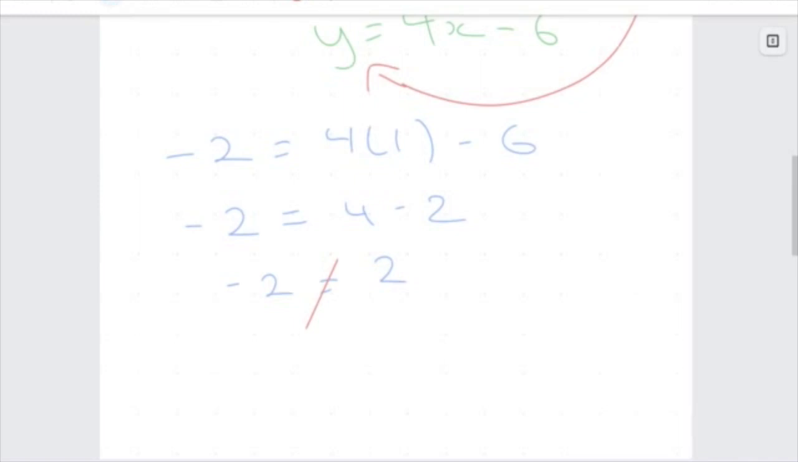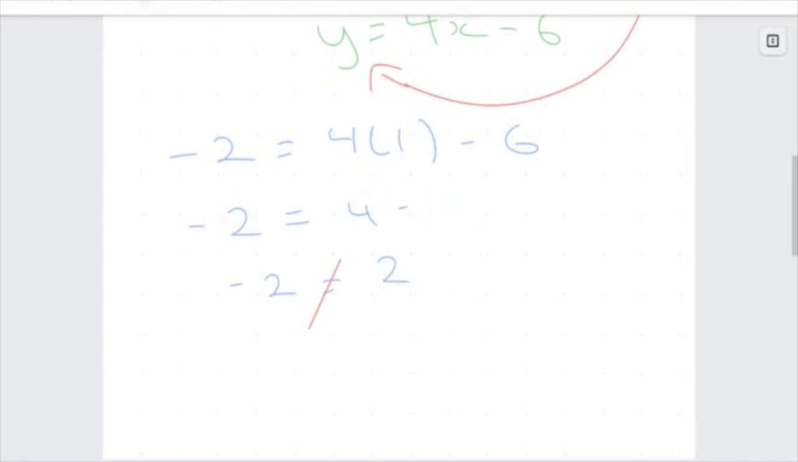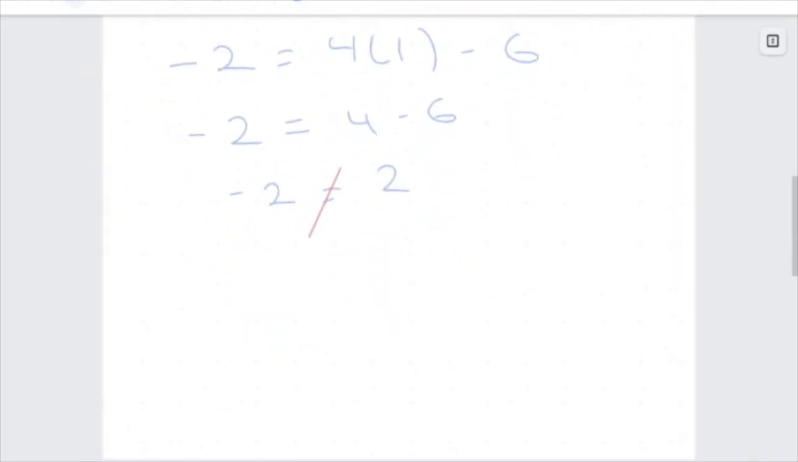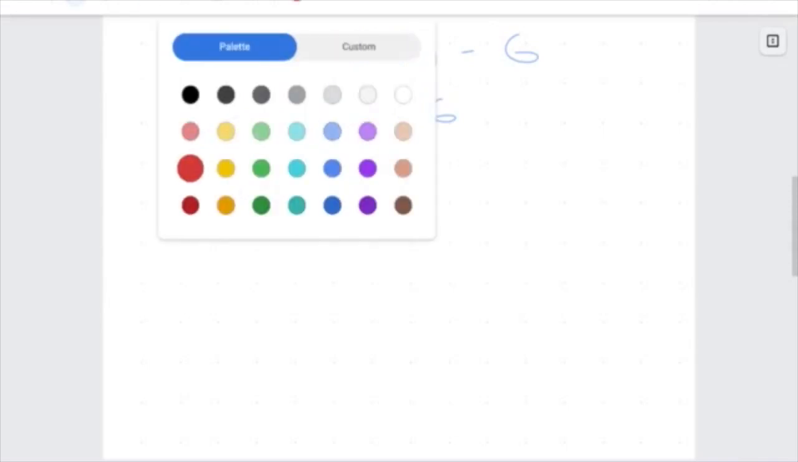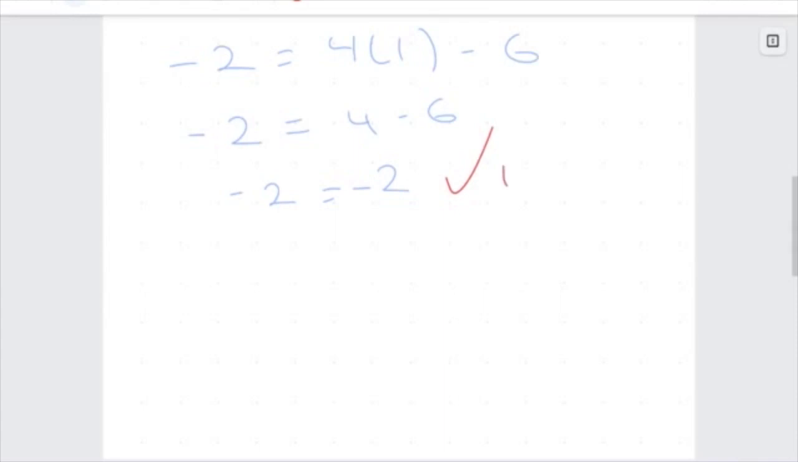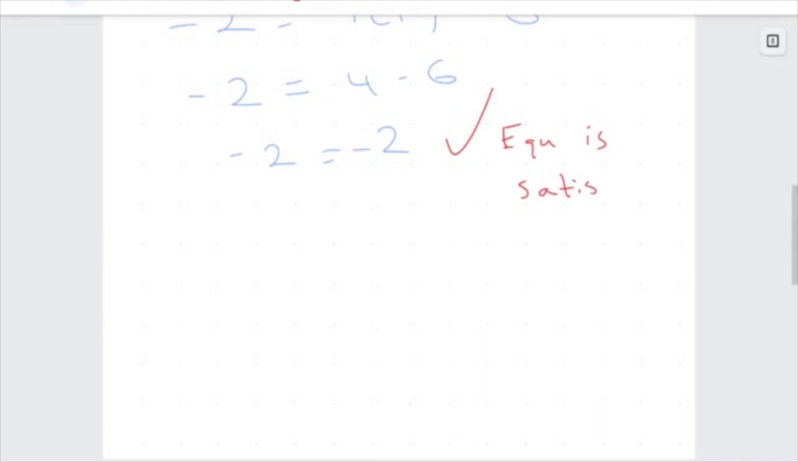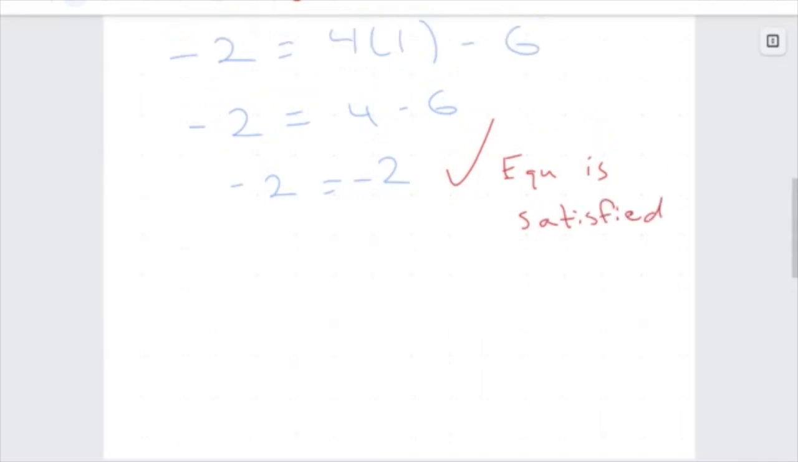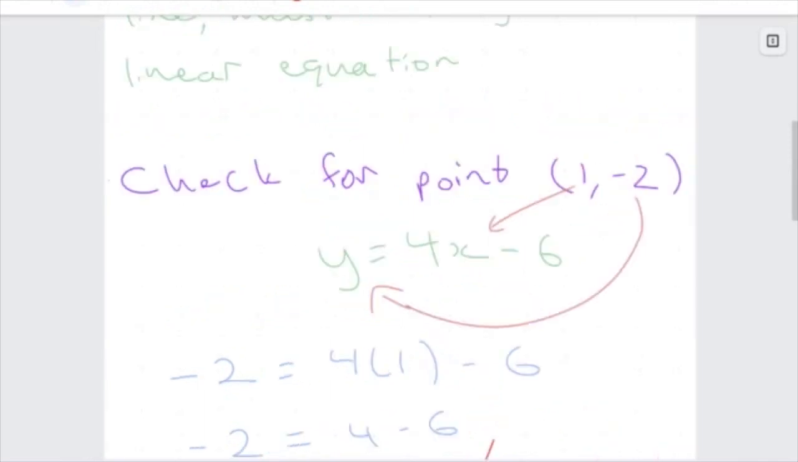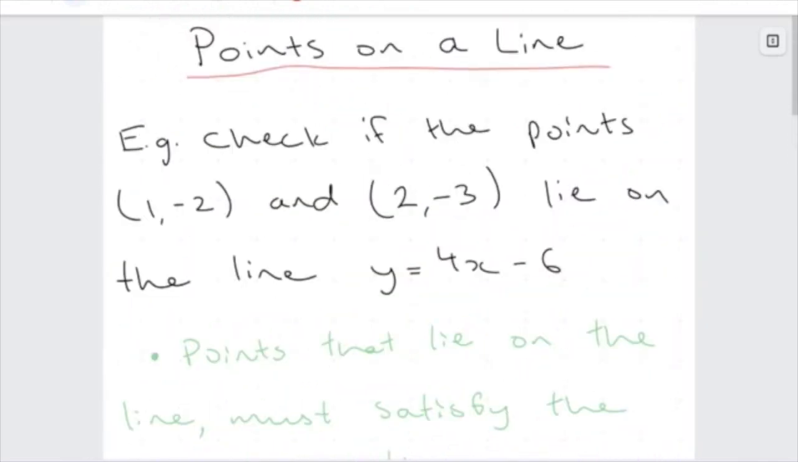So checking that, well, actually, I get 4 minus 6 here, and I get -2 on my right-hand side. So because -2 equals -2, that means the equation is satisfied. So my equation is satisfied. So because my equation is satisfied, I can say that 1, -2, this point, lies on my line.